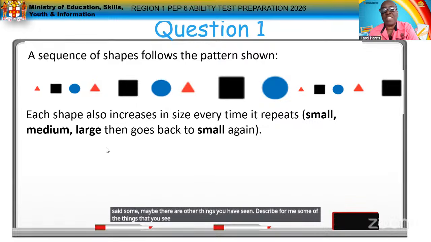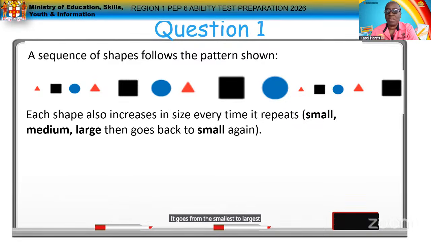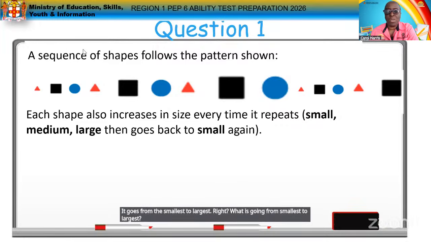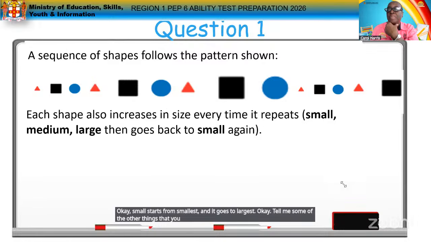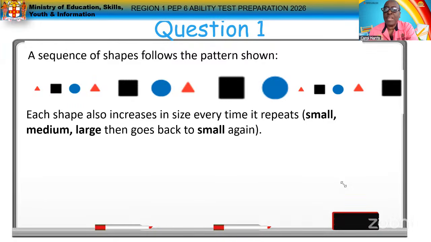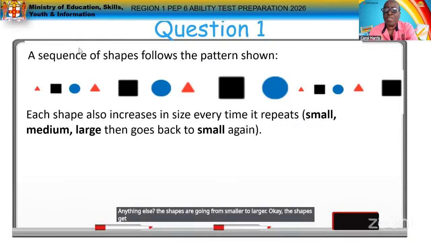Some people are saying they increase, then decrease. Okay. It goes from smallest to largest. Right? What is going from smallest to largest? Okay, it starts from smallest and it goes to largest. So tell me some of the other things that you're seeing, please. Anything else? The shapes are going from smaller to larger. Okay, the shapes get bigger. Great.